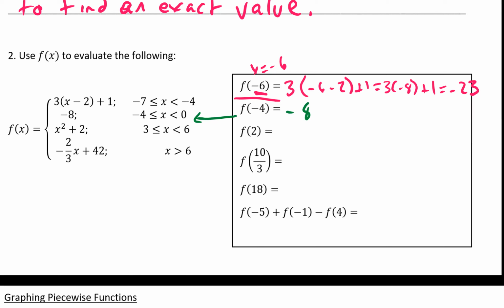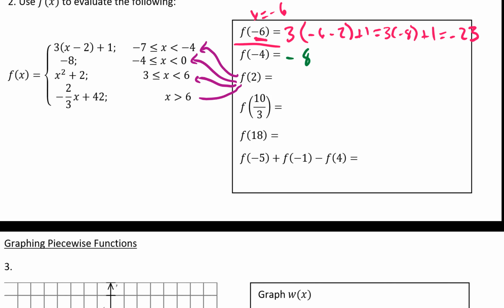So how about f of 2? Which one can we plug f of 2 into? Can we plug into this first one? No, 2 is not in between -7 and -4. Can we plug into the second one? No, 2 is not in between -4 and 0. Can we plug into the third one? 2 is in between 3 and 6? No, it's not, right? Can we plug it into this one? Is 2 greater than 6? Nope. So what happened then?